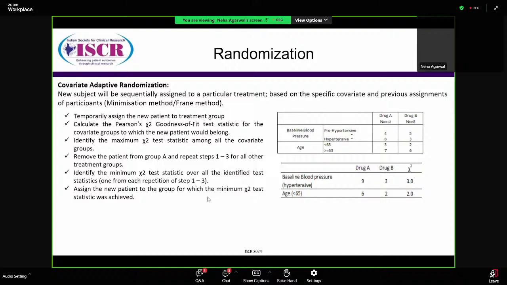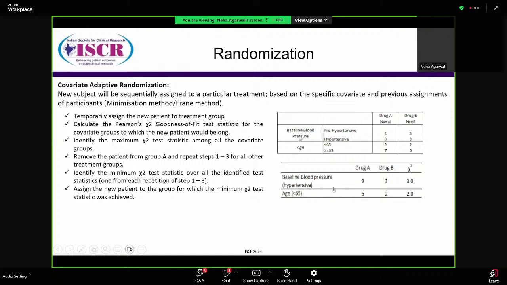Okay, so at some point of time, if we already have some subjects in the study in test and control, when the new subject comes, based on the covariates and based on the previous assignment we had, we do this randomization. So if you look at the first table here, I'm going to discuss the minimization method or the frame method here.